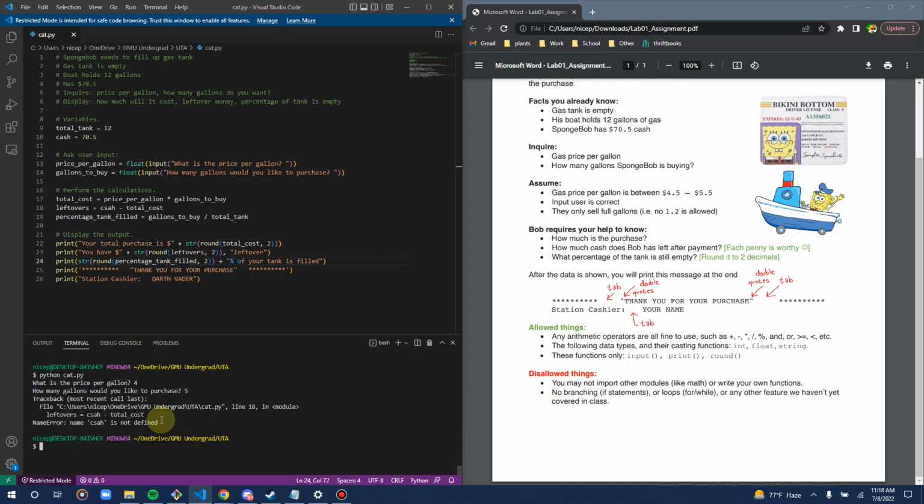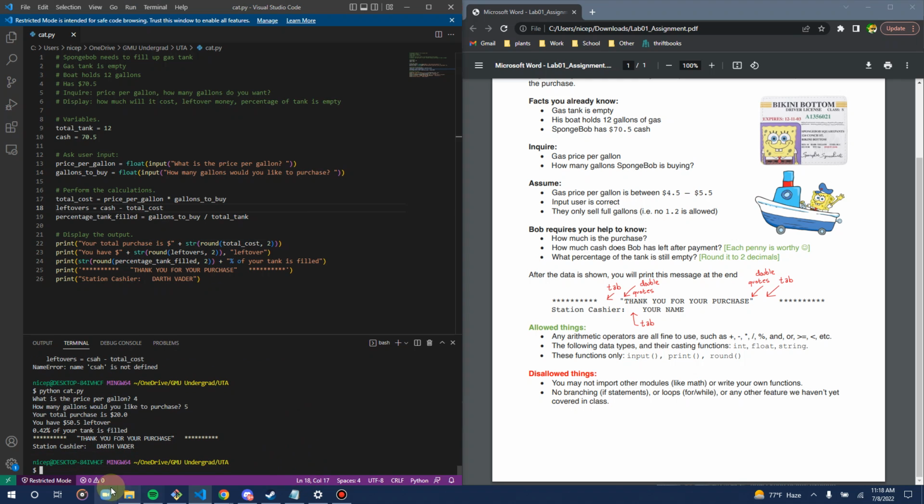And okay, good. So we got an error, so we can fix that ourselves. And I can't spell, so here I said kasa, but it's actually cash. So let's try that one more time. $4 per gallon, purchasing 5 gallons, and here we go. So like I said, $5.50 left over. It was a $20 purchase, and 42% of your tank is filled.